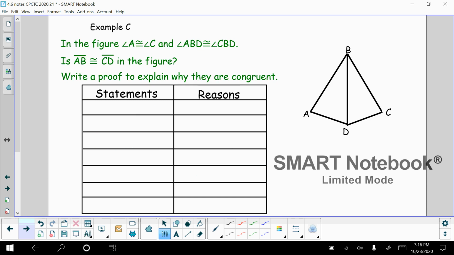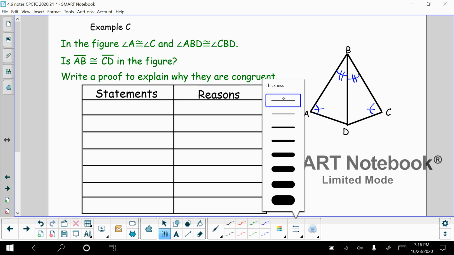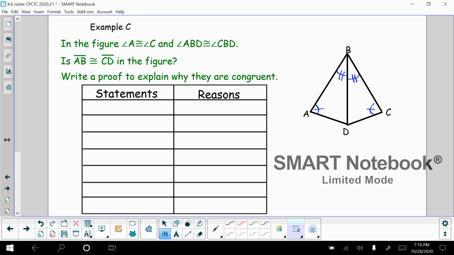All right, last one. In the figure, angle A is congruent to angle C. So let's go mark that. They gave us that. And then it says angle ABD is congruent to angle CBD. So use different tick marks or multiple arcs. And then it says, is AB congruent to CD? So remember, you always want to go mark those little question marks. AB, is that side congruent to CD?